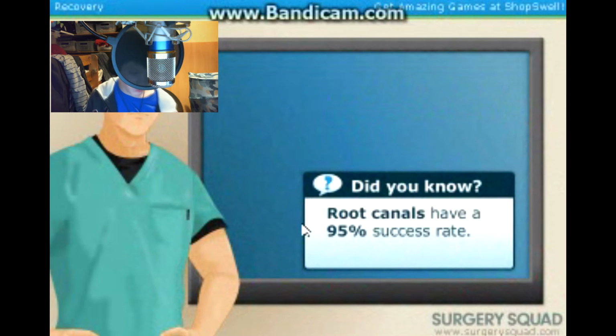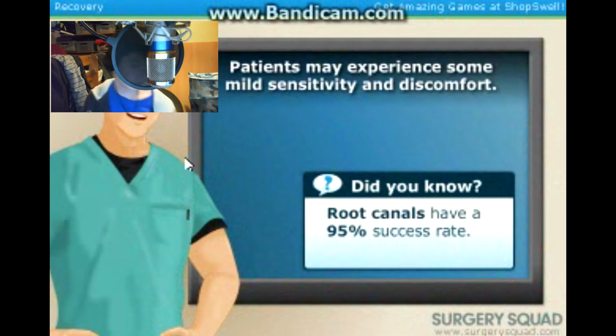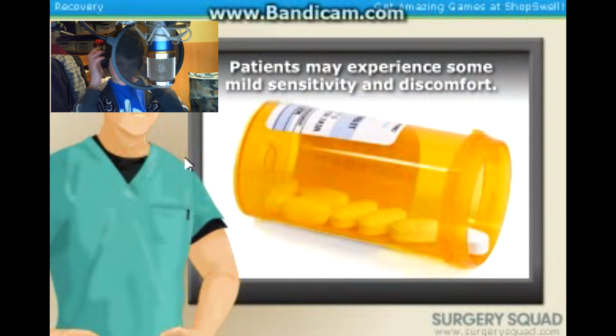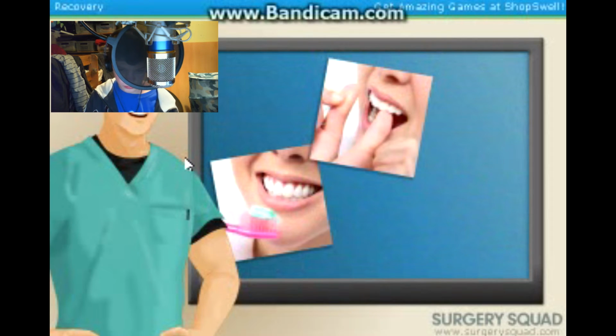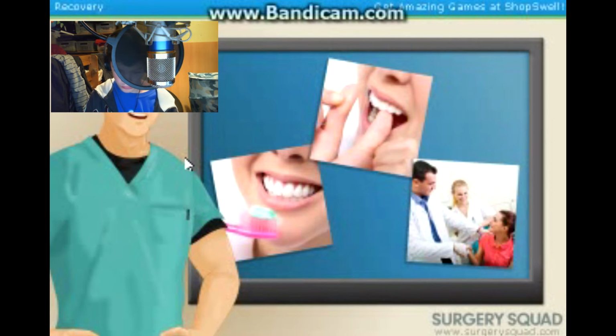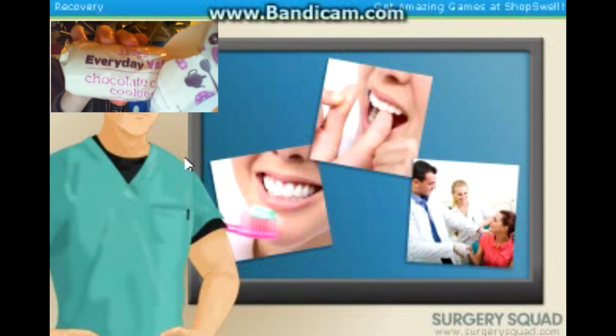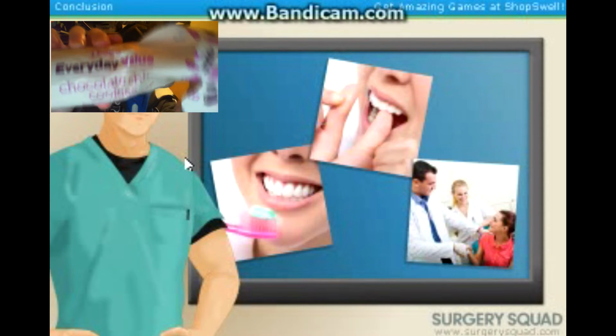After a root canal, patients should expect some mild sensitivity and discomfort. This can usually be relieved using over-the-counter pain medication, such as ibuprofen or naproxen. By brushing twice a day, flossing daily, scheduling regular dental visits, and avoiding smoking, it is possible to greatly reduce the need for a root canal. And that's a root canal.